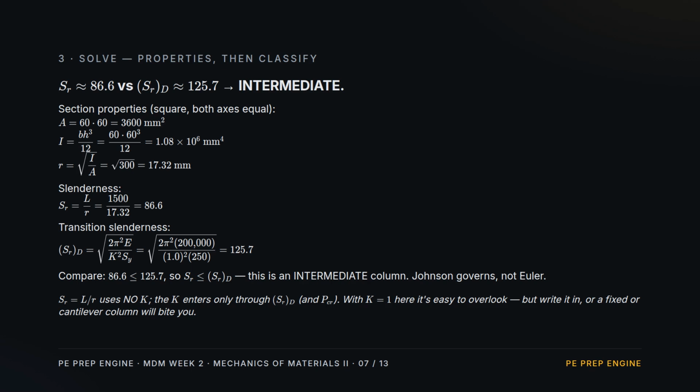Solve. Part 1. Properties, then classify. It's a square, so area is the side squared, and the two axes share the same inertia and radius of gyration. Slenderness is length over radius of gyration. The transition slenderness comes from the determination factor. Compare the two. The slenderness sits below the transition, so this is an intermediate column. Johnson governs, Euler does not.